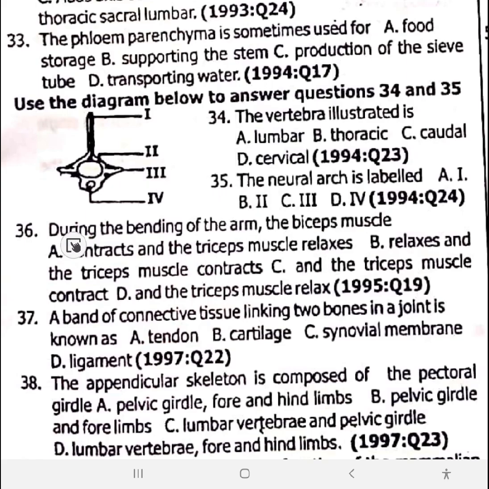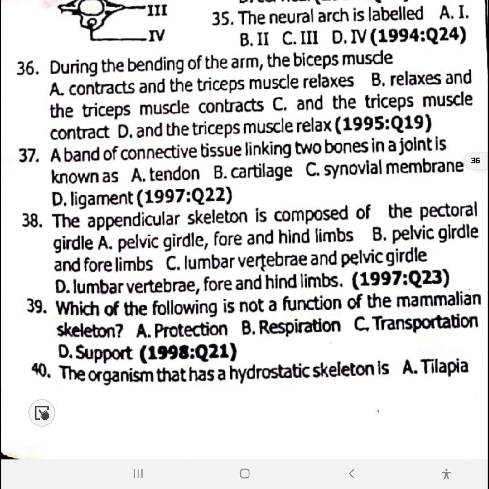Option B. 36. During the bending of the arm, the biceps muscles will do what? Contract and the triceps will relax. The biceps muscle contracts and the triceps relax. 37. A band of connective tissue linking two bones in a joint is called the ligament. 37 is option D. 38. The appendicular skeleton, talk about your leg and your arm, and the girdles, pelvic girdle, fore and hind limbs. Option A.